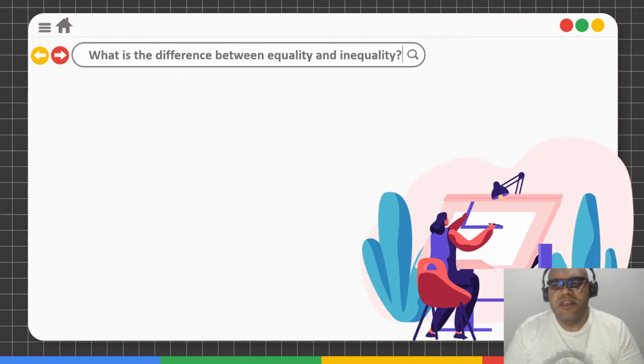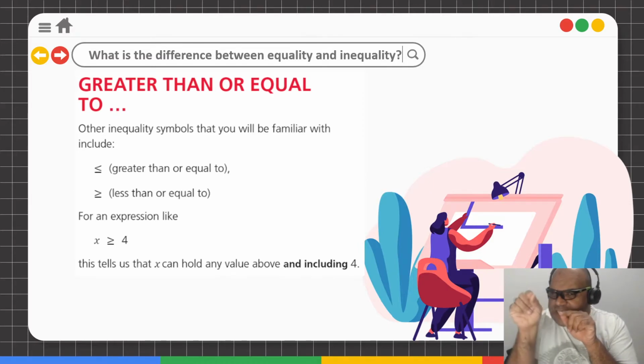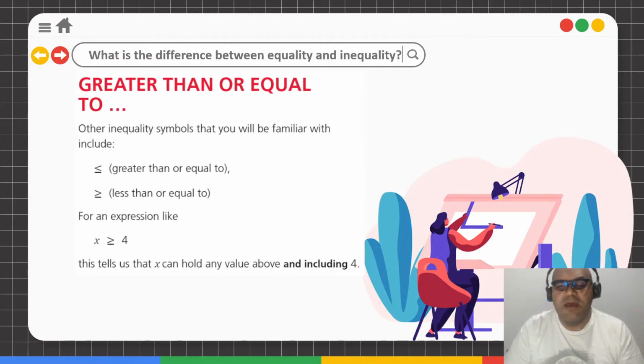Right now, guys, before we work, let's understand the idea here. Greater than or equal to is another symbol we use. This symbol is greater than or equal to, or less than or equal to. An expression like this tells us that x can hold any value above and including 4. When we have the dash below the inequality sign, it means the value is part of the group. It's part of the result.